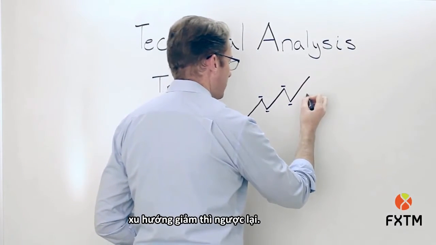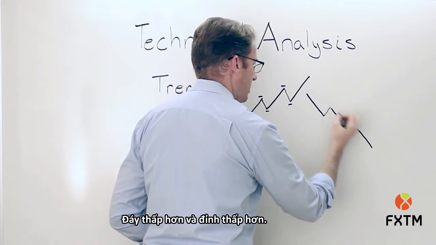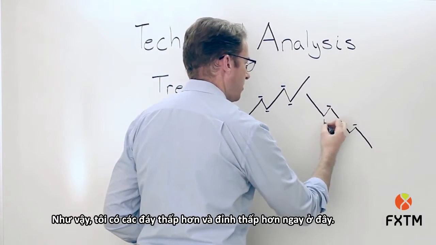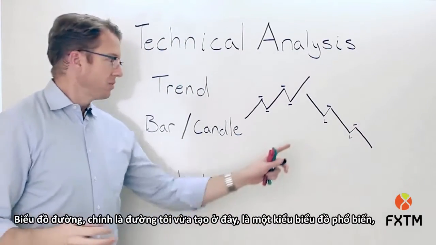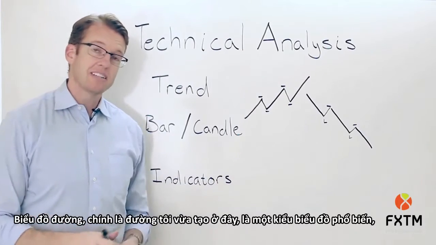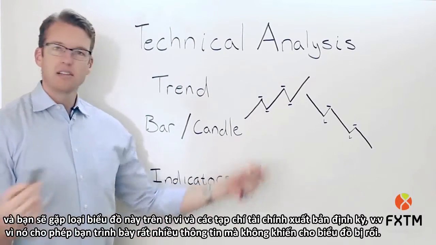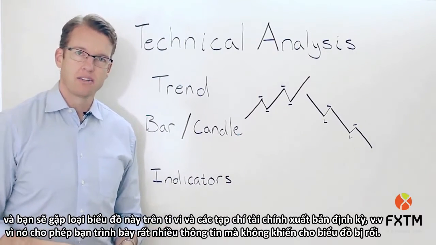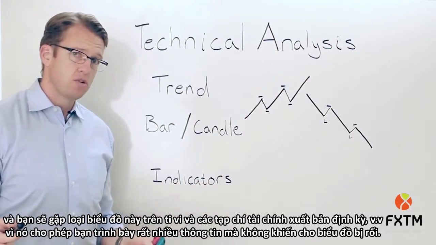And in a bearish trend, just the opposite. Lower lows and lower highs. So I got my lower highs there. I have my lower lows right there. Now, a line chart, which is really what I just did here, is actually a common way to display charts. And you'll see this on television and other financial periodicals and so forth, because you can show a lot of information without crowding the chart too much.